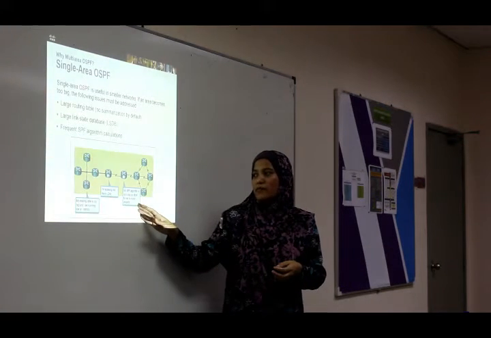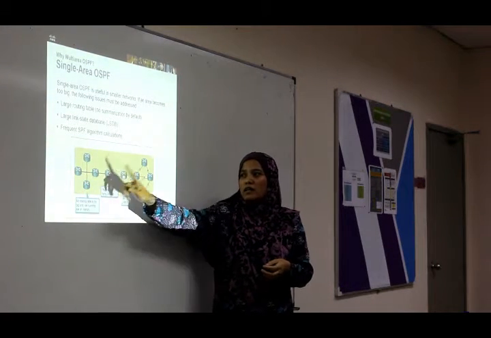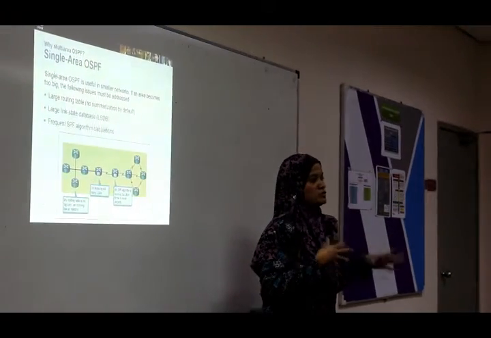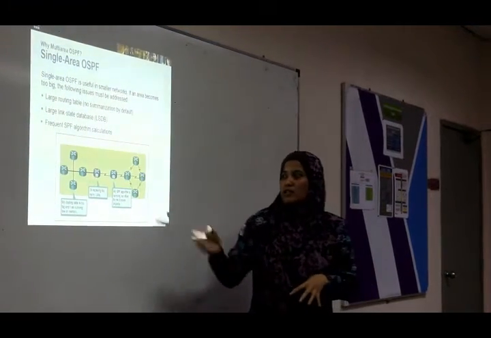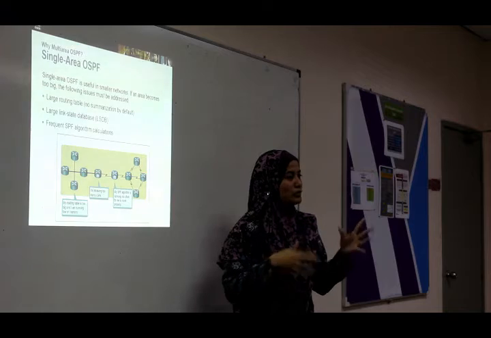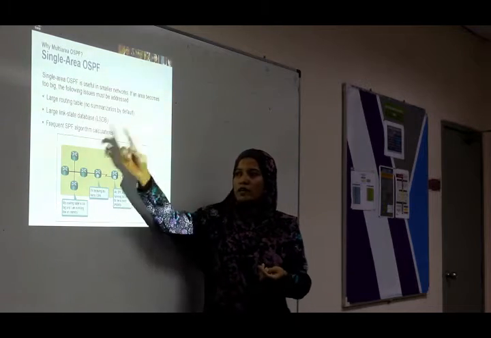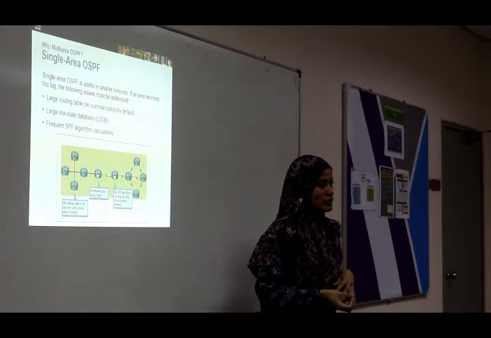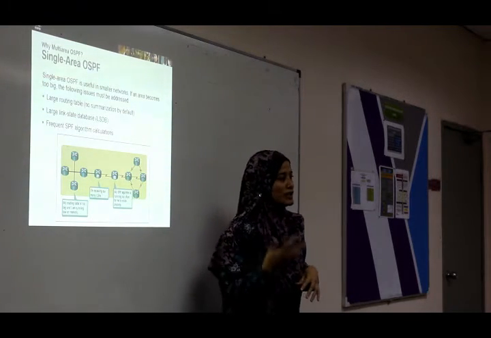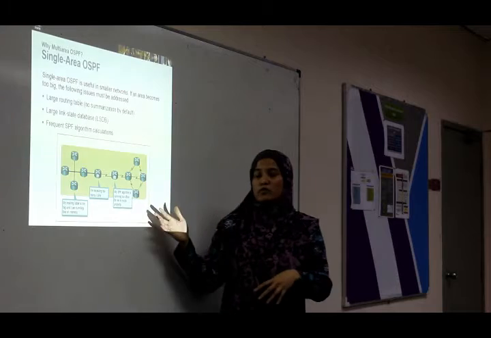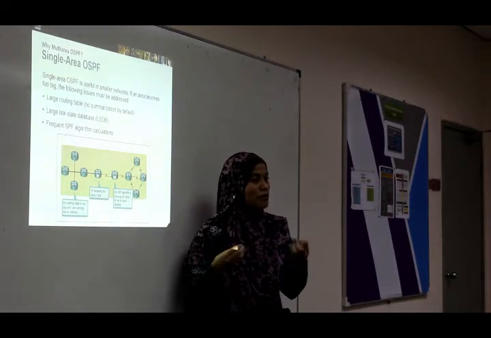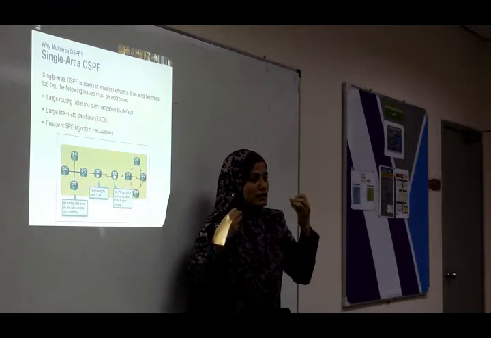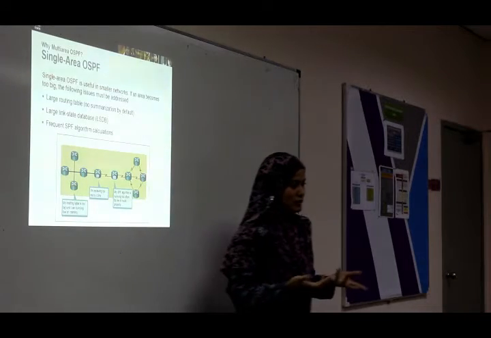And then the third one, we have frequent SPF algorithm calculation. Meaning to say, if one router goes down, the other routers have to recalculate. So let's say we have 100 routers. One of the 100 routers goes down. All the 99 routers have to recalculate. This will take more time and consume more processor resources.